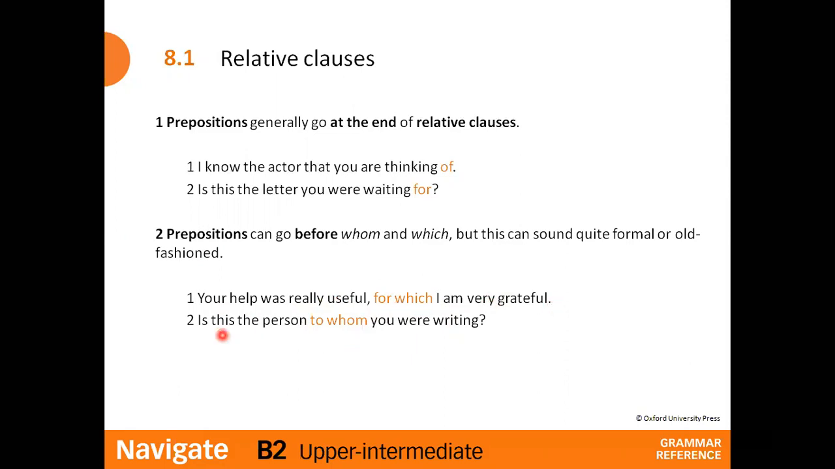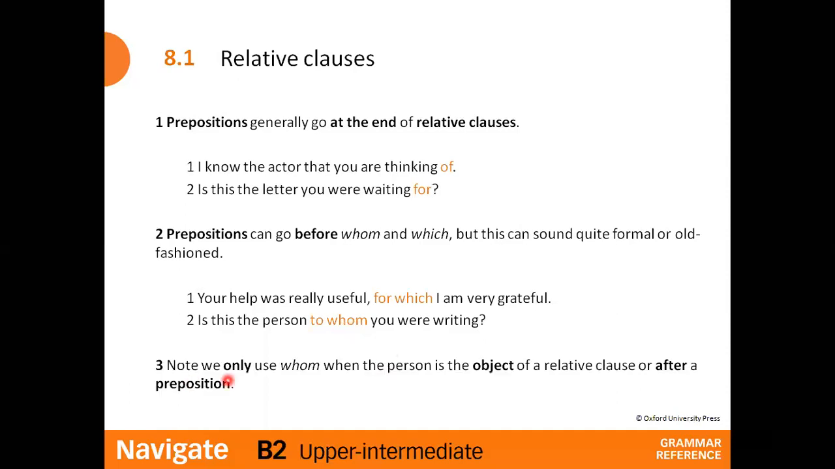So next one, is this a person who you were writing to? Not whom, but who it should be, because who is the object here. And if you use a preposition at the end, in this sentence, you should use who. But if you use a preposition before the relative pronoun, you use to whom, not to who. Okay. And note, we only use whom when the person is the object of a relative clause or after a preposition.